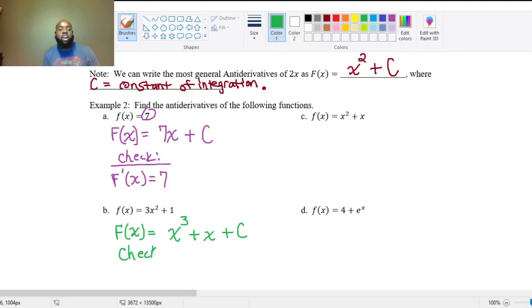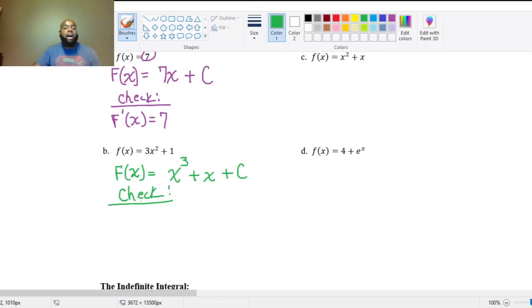Again, we can check ourselves by doing the derivative of what I think my antiderivative is. And if I get f of x, which is what I started with, then I've chosen the correct function. So I bring that 3 out front, I reduce my exponent by 1, I get 3x squared. This is a linear function, the derivative of that is 1.